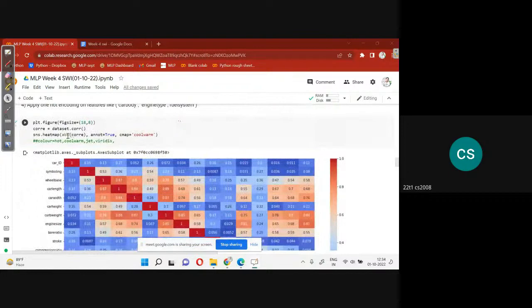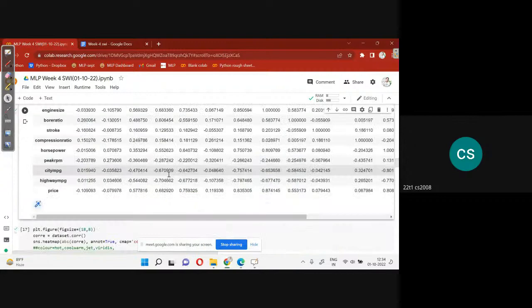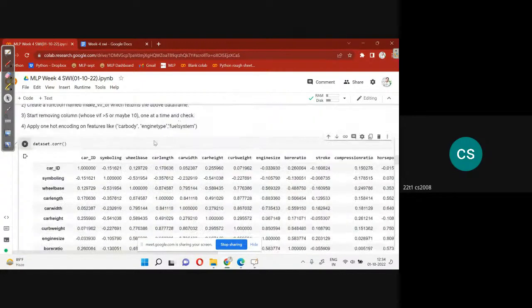In this code, dataset.corr() will give you all the correlation matrix. It will print the correlation matrix, but it's difficult to interpret because see how large it is. So obviously it is good to plot a heat map using the seaborn library.